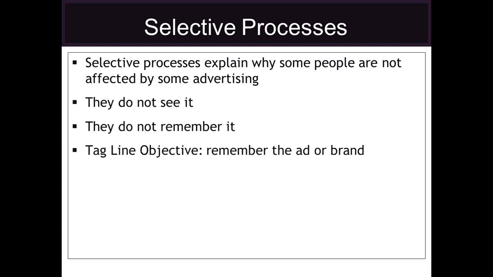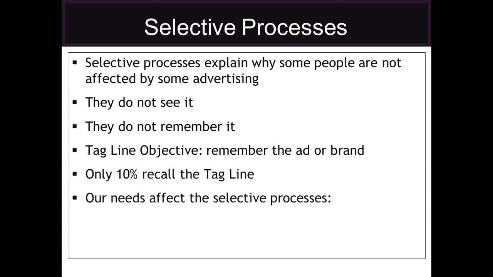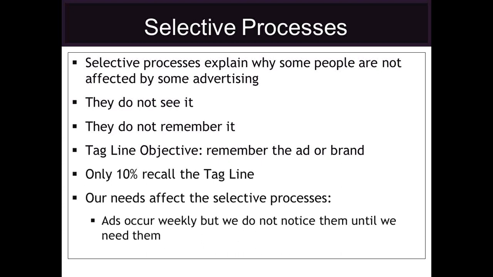And selective processes explain why some people are not affected at all by some advertising. They don't see it, they don't remember it. The tagline objective, remember the ad or brand, only 10% recall the tagline. And our needs affect the selective process. Ads occur weekly, but we do not notice them until we need them, like a rice cooker, or refrigerator, or TV, or washer, or batteries. We won't remember these until we actually need one.